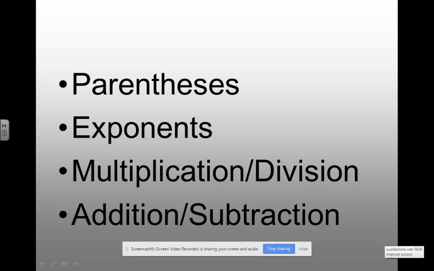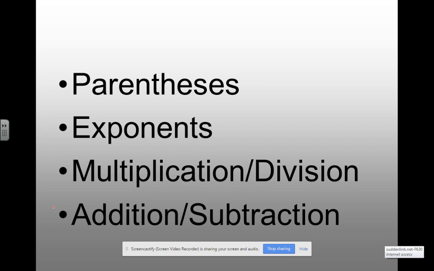Notice that multiplication and division are on the same row, and that's really important. You don't always do multiplication before you do division, and you don't always do addition before you do subtraction. It has to go whichever one comes first in the problem, working left to right.